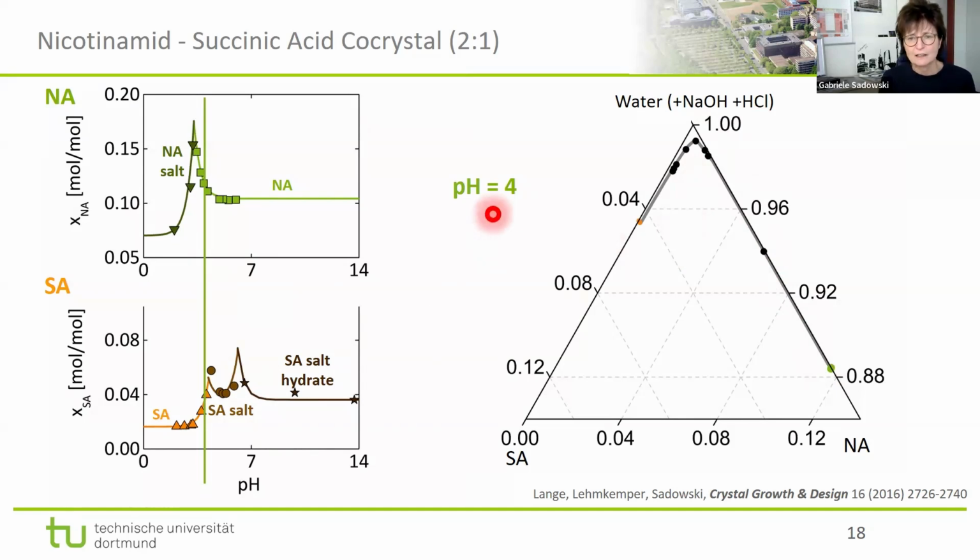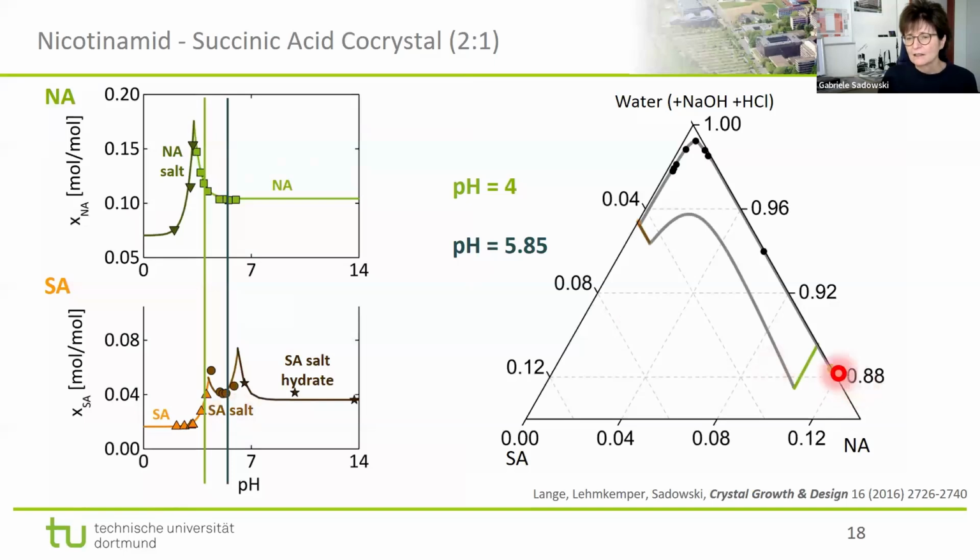What happens if we then change pH? For example, we go to a pH close to 6. So we move to the right in the 2 diagrams. That means we still have the neutral form of nicotinamide, but now we do not have the succinic acid anymore, but the succinic acid salt. So if we look to the right, this was the solubility of nicotinamide before. It is now decreased, as we can see.